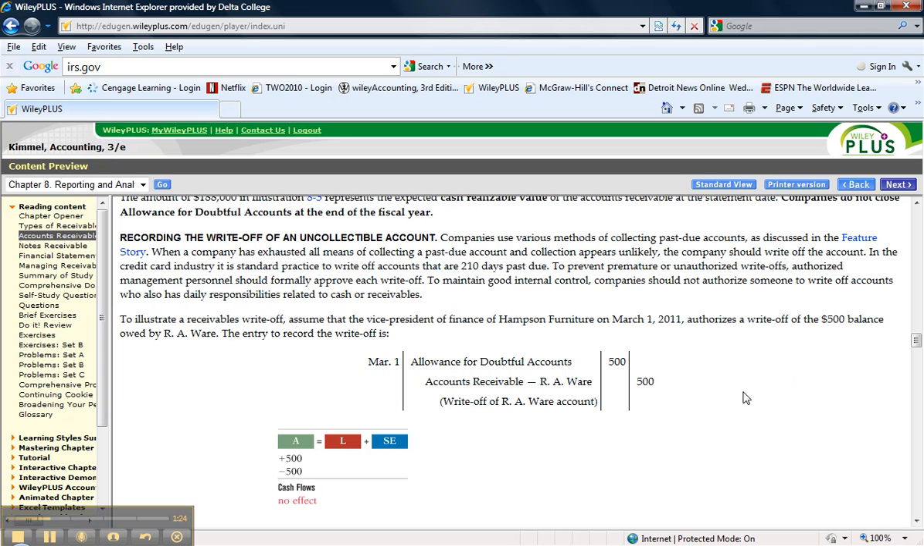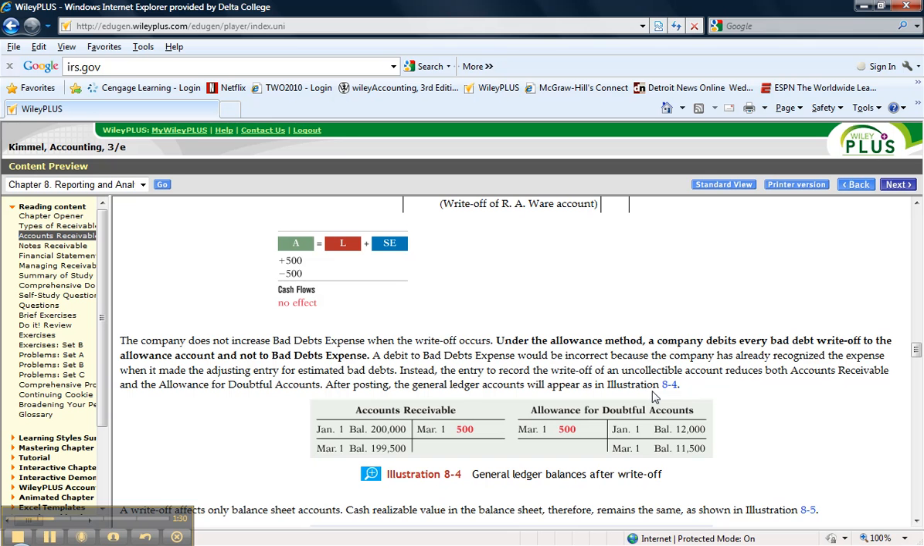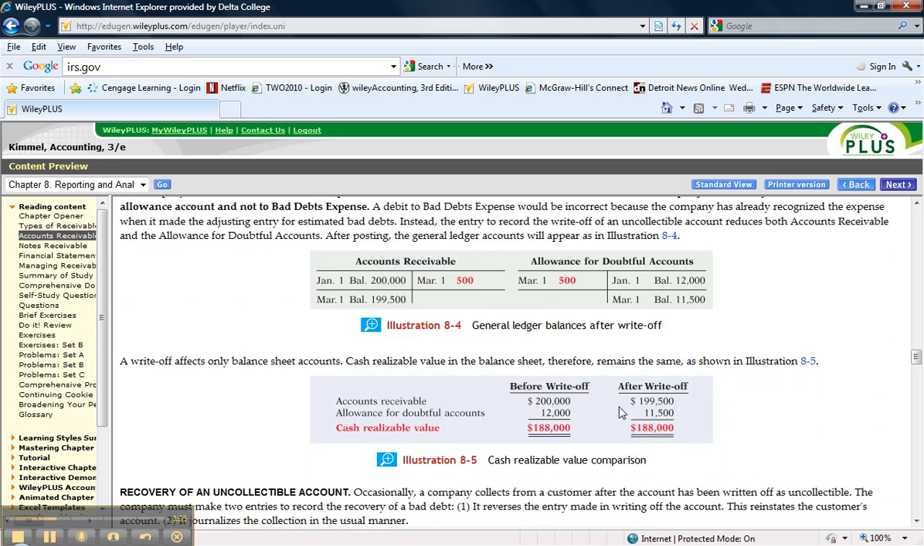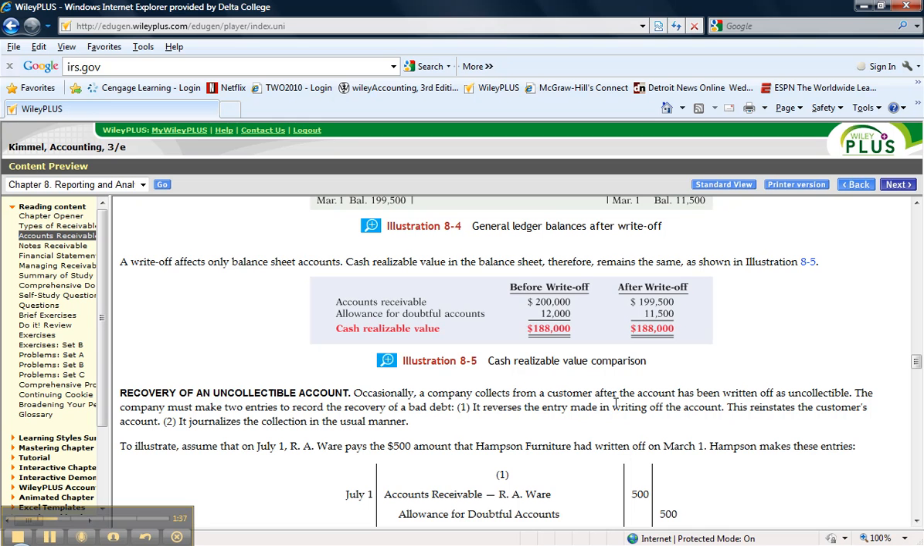So that's how you handle write-offs. Debit ADA, credit receivable. There's an example of that right there. That shows you how each T account balance is affected. The write-off affects only the balance sheet accounts. So your cash realizable value is the same, no problem there.